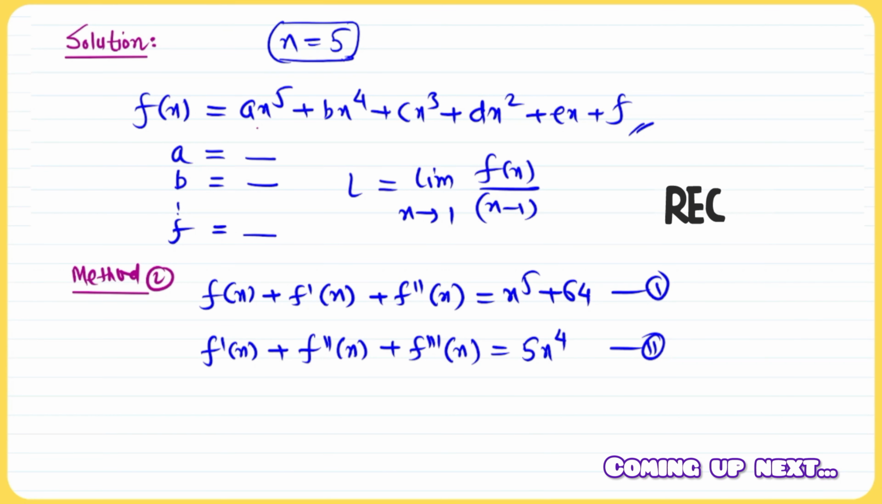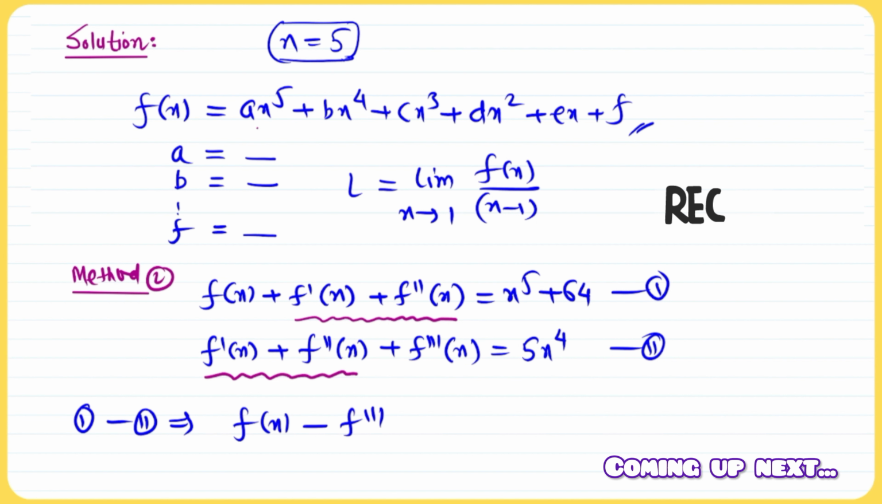Now we'll subtract second equation from the first equation. So if we do 1 minus 2, you can clearly see that these two terms will cancel. f dash x and f double dash x, these two will cancel. So basically the equation that you will get is f(x) minus f triple dash x, and this will be x raised to 5 minus 5x raised to 4 plus 64. And now all we have to do is find this f triple dash x, and then we can easily get our function f(x).